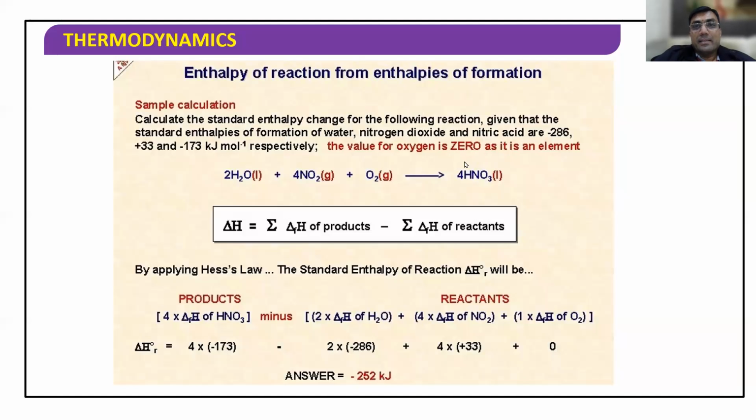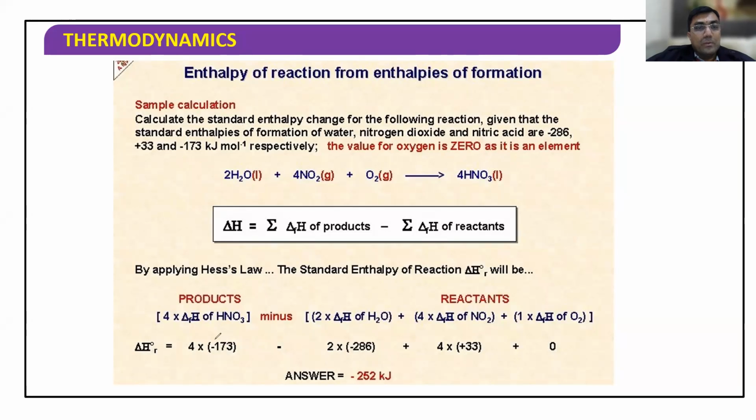So products minus reactants. How many moles of products are there here? Four. So four into how much? Minus 173. Clear or not? Yes, sir. Minus 173 is given here for nitric acid. This value is for nitric acid.